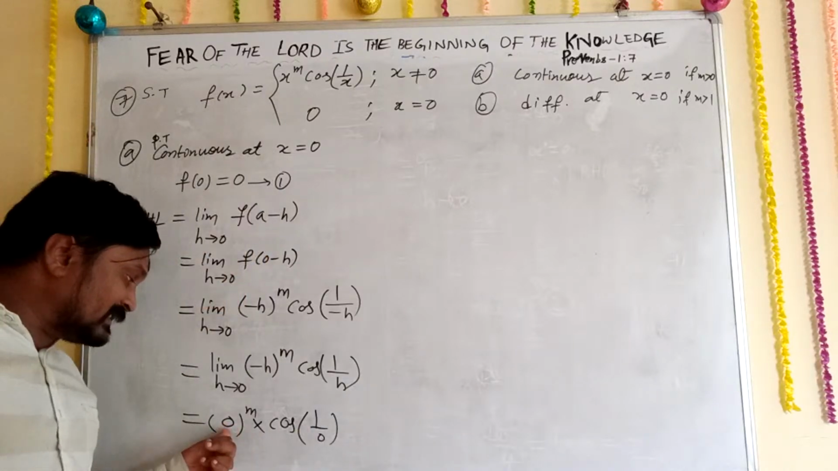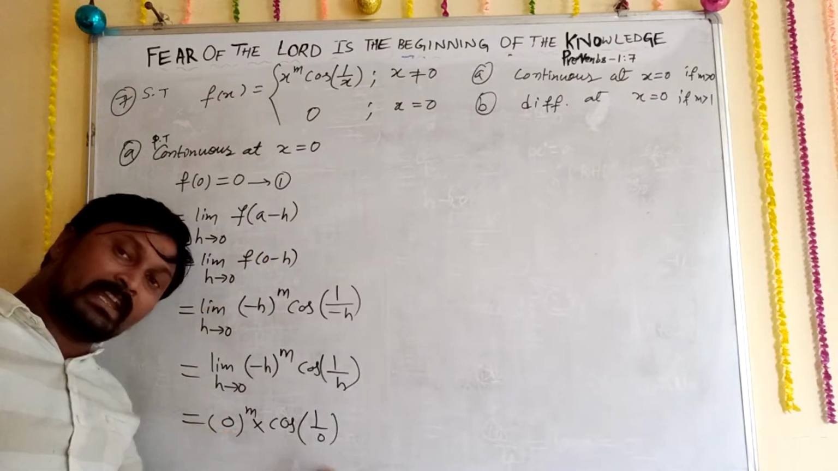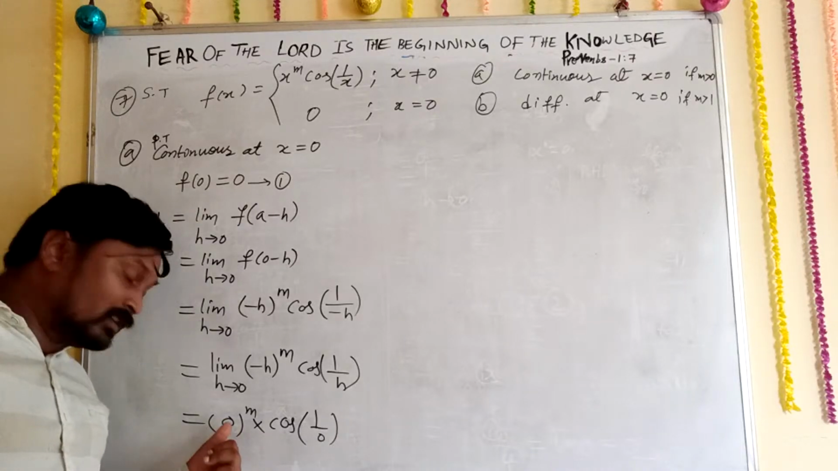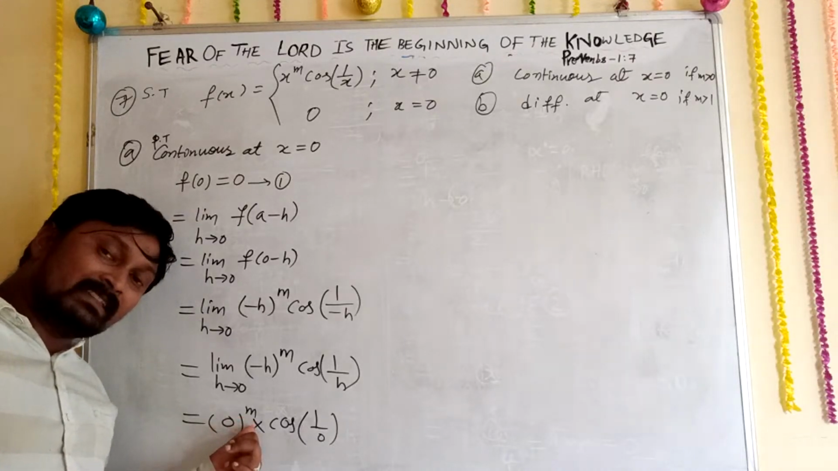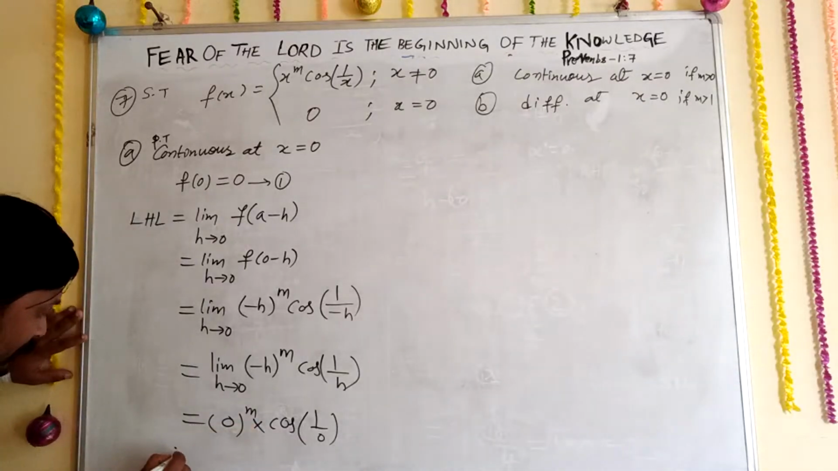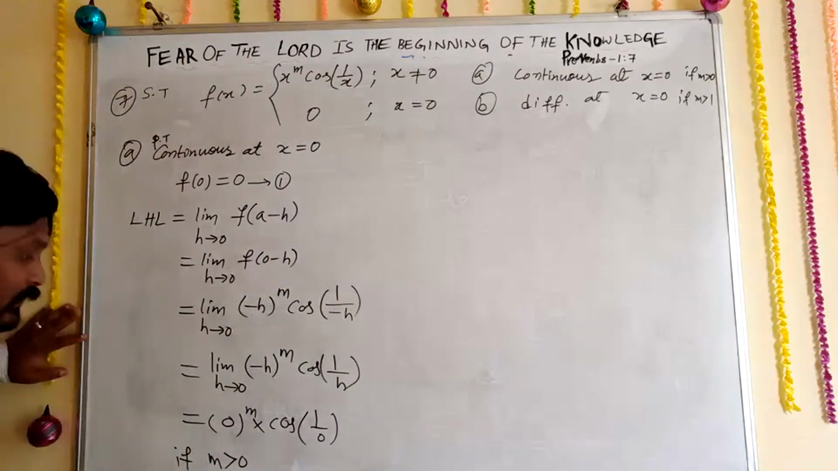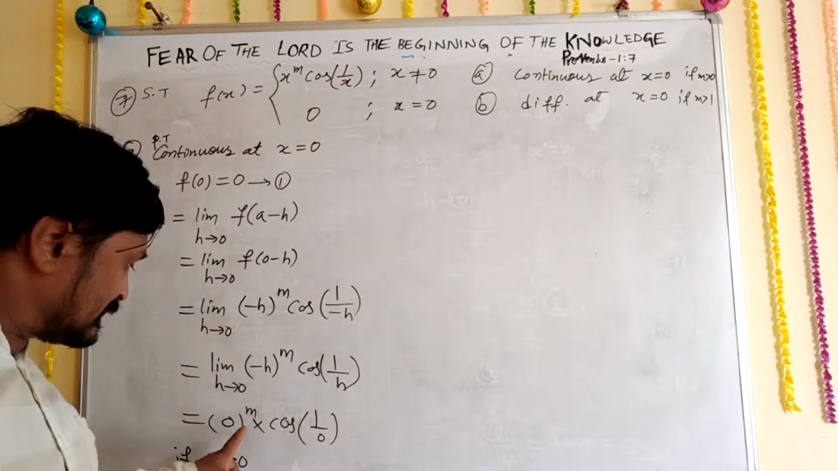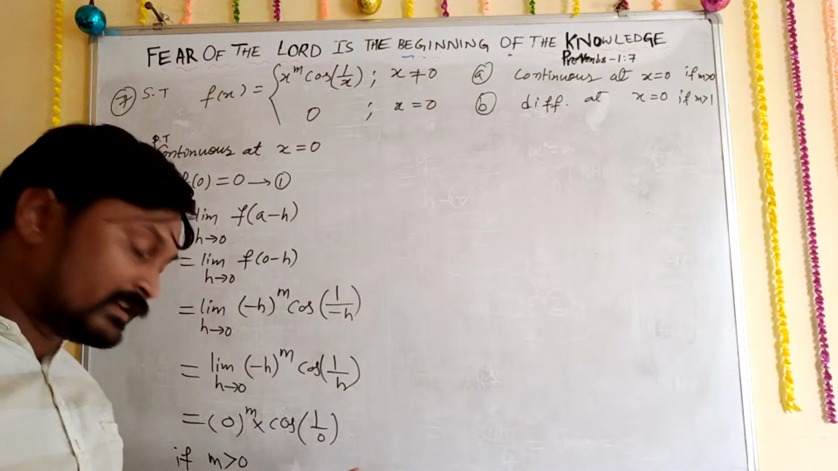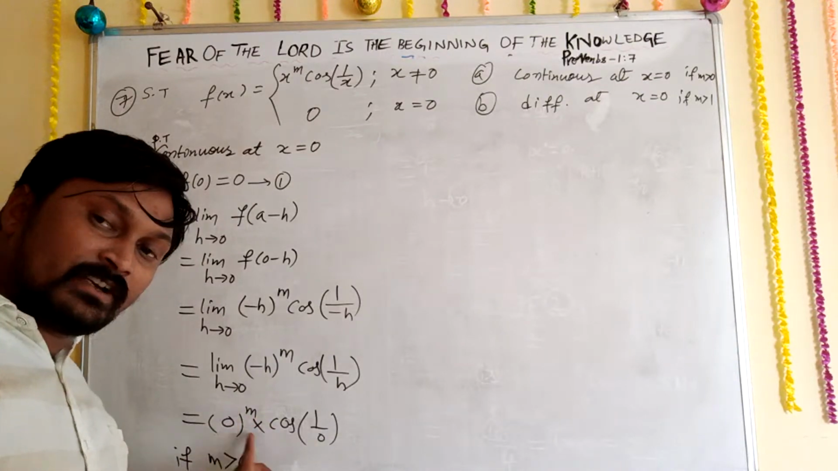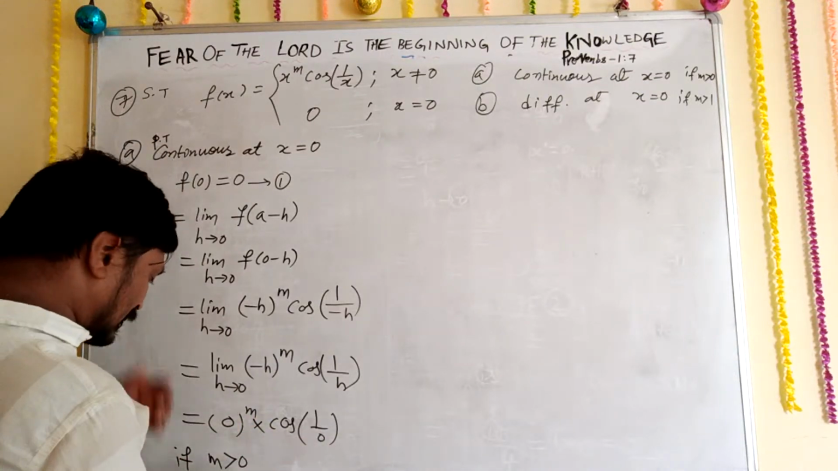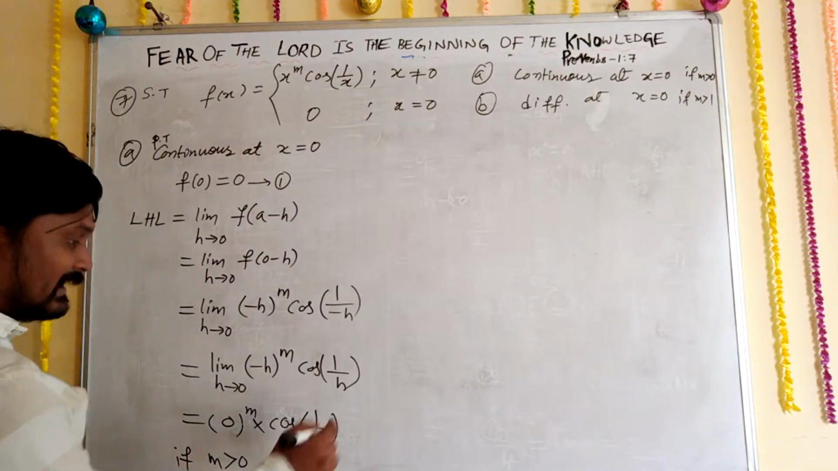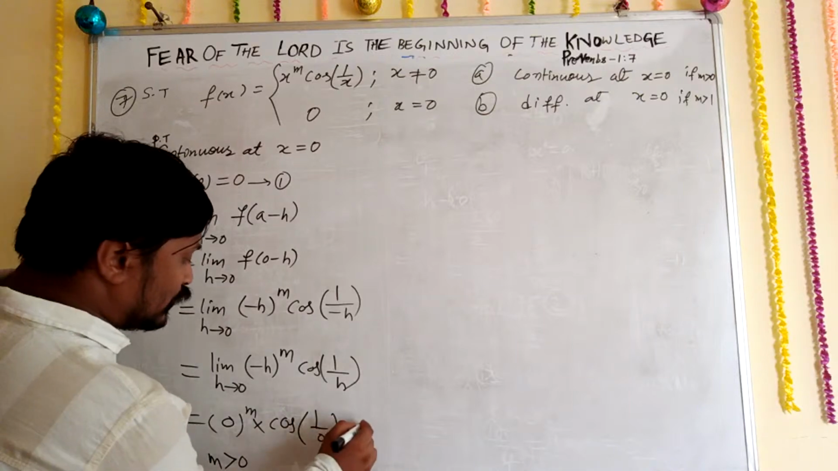But here this value is 0. 0 into any number we get as 0. So if this value needs to be 0, this m should be greater than 0. So if m is greater than 0, then what will happen? It is 1. Greater than 0 means 1 takes. 0 power 1, 0. 0 into any number, 0. 0 power 2, 0. 0 into any number, 0. So now at last, if m is greater than 0, then we can write this as equal to 0.